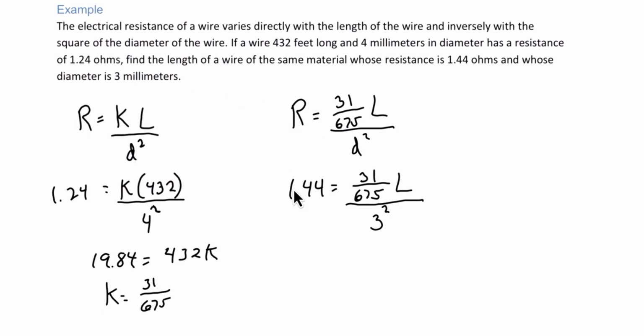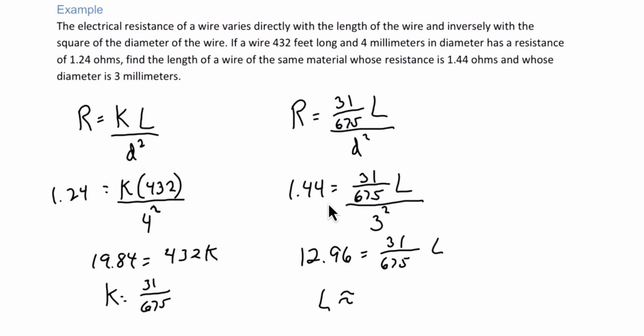To solve this, we will again cross multiply. 1.44 times 9 is 12.96. That's equal to 31 over 675 L. And then divide by that fraction, 31 over 675. And we'll get a decimal. Let's approximate that to be 282.19. And in this case, we are talking about feet.